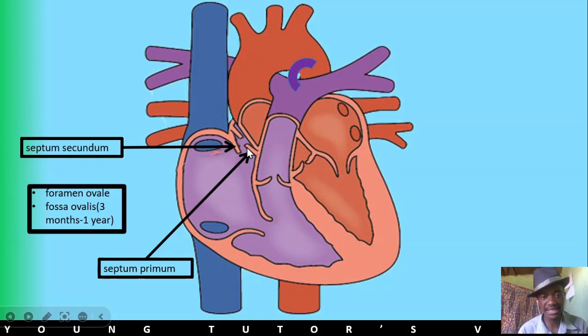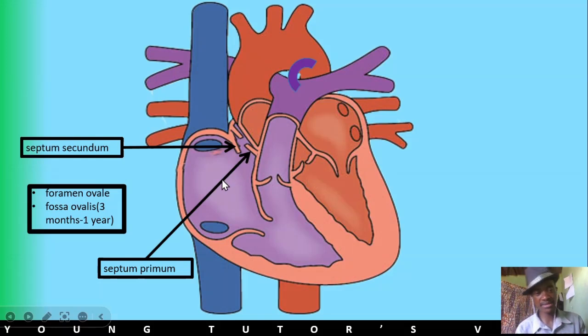It's a slow process, and sometimes it cannot be that successful. It can leave a small gap here called the patent foramen ovale. The patent foramen ovale can be asymptomatic. The reason is simple: the right atrium has low pressure, and this gap is also small, so it will be there, but blood won't pass to the left atrium because the gap is small and pressure is low in the right atrium.